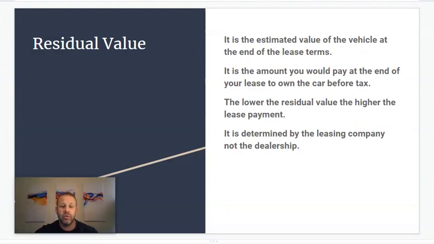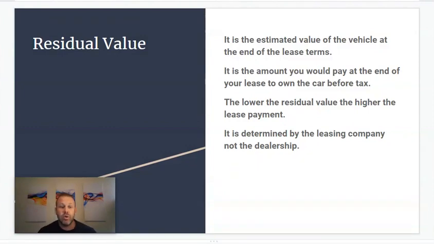Now, next we'll move on to the residual value. We've talked about this before, but the residual value is the estimated value of the vehicle at the end of the lease term. It's what you're paying the car down to. So when you get that net capitalized cost, you're paying it from there down to the residual value. So the shorter that distance, the smaller your lease payment. The larger that distance, the higher your lease payment.